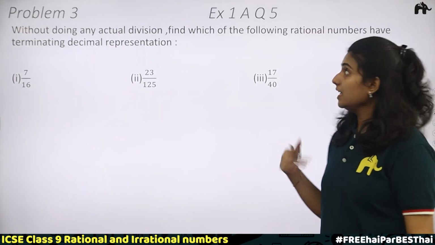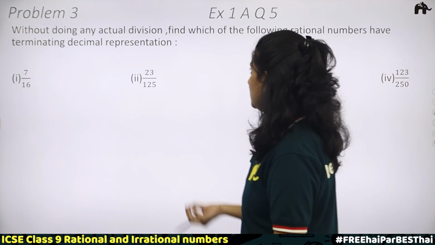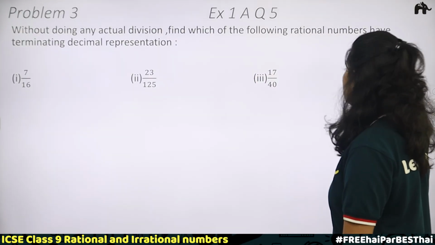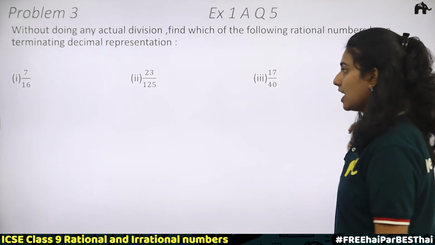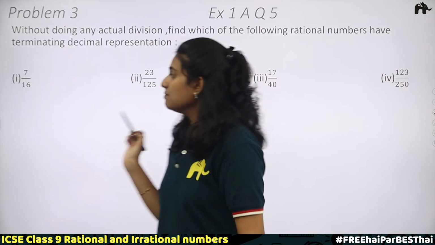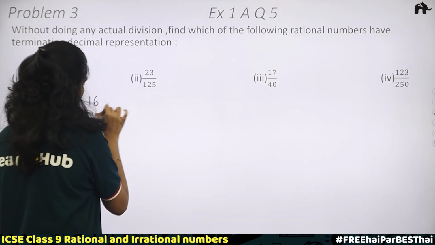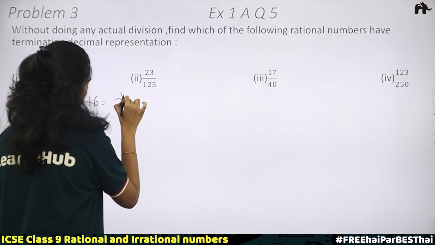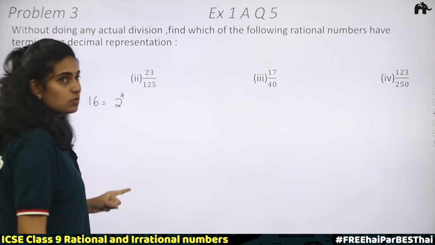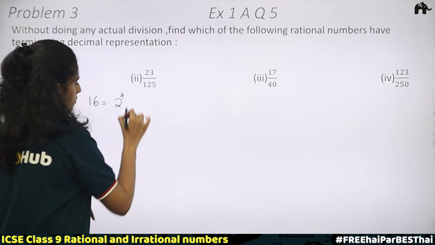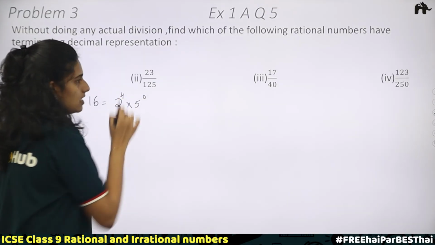Clear? Problem 3, exercise 1A, question 5. Without doing any actual division, find which of the following rational numbers have terminating decimal representation. So here we have 4 rational numbers given. First one, 7 by 16. Take the denominator. 16 is the denominator. 16 can be written as 2 raised to 4. 2 2s are 4. 4 2s are 8. 8 2s are 16. 2 raised to 4 into 5 raised to 0.